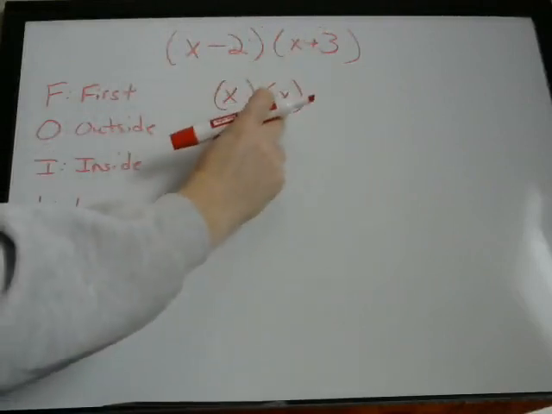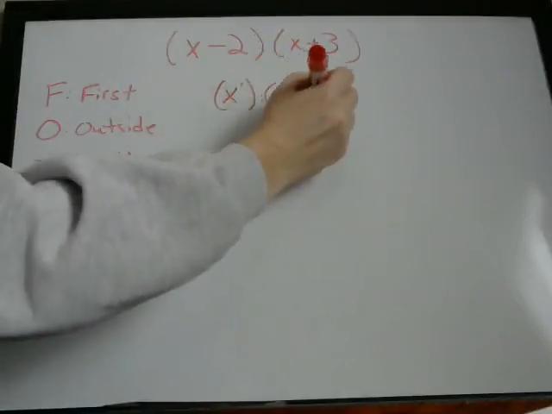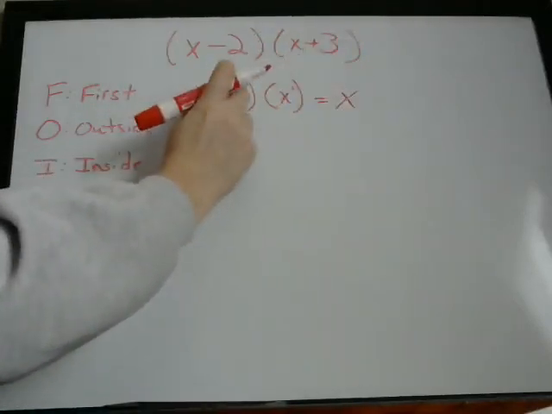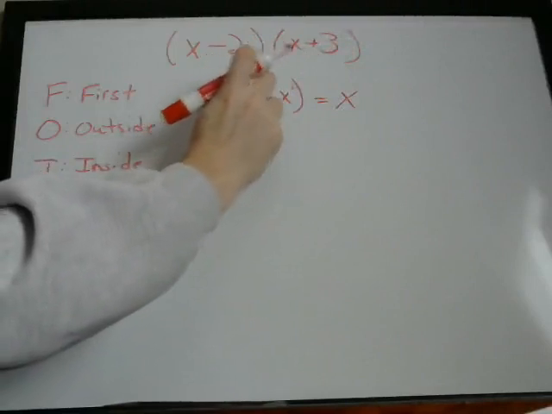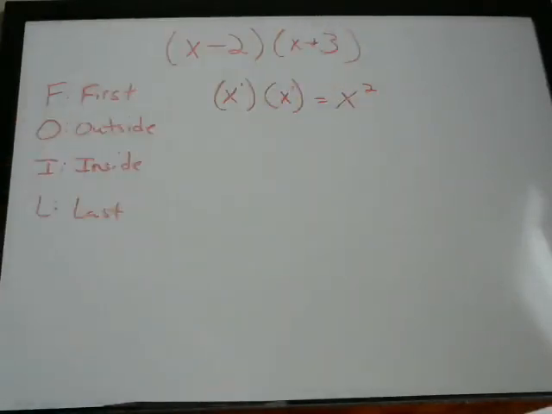So what's x times x? Well, remember there's really a 1 up here for its exponent. When you're multiplying these together, you're just adding the exponents. So we have 1 plus 1 is 2. So x times x is x squared.